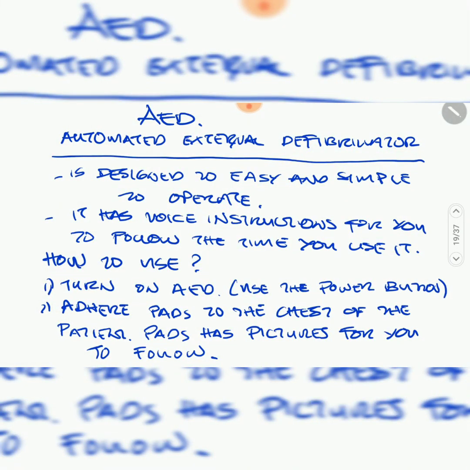AED, let's talk about the automated external defibrillator. It is designed to be easy and simple to operate. It has voice instructions for you to follow while you use it. How to use it? Simply turn on the AED using the power button, and adhere the pads to the chest of the patient. Pads have pictures for you to follow.